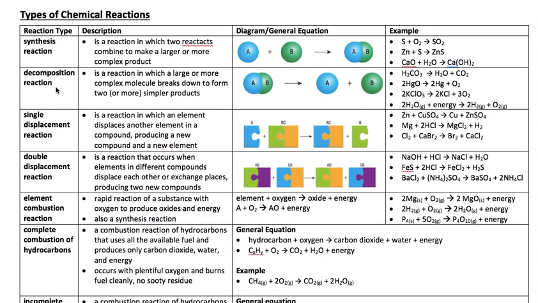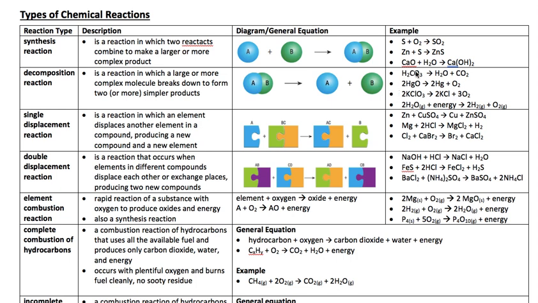All right, here's the next one: the decomposition reaction. This is where you start with one reactant and it breaks apart. So it's the opposite of the synthesis reaction. Decompose, break down. We have one reactant, a compound, and it will break apart into a couple of different pieces. In this picture example a couple of products are formed, but you can have more than two products.